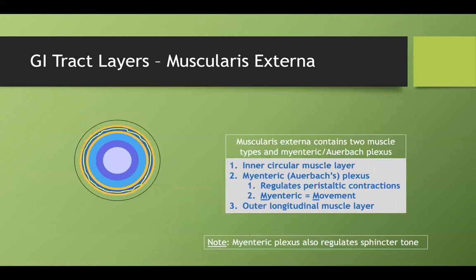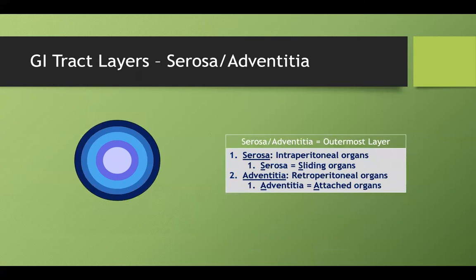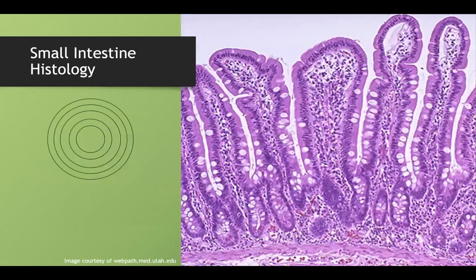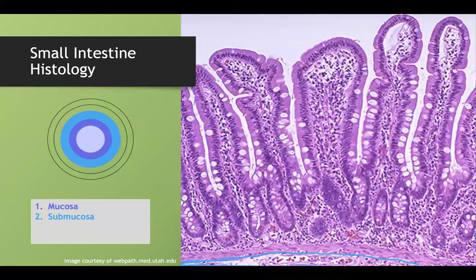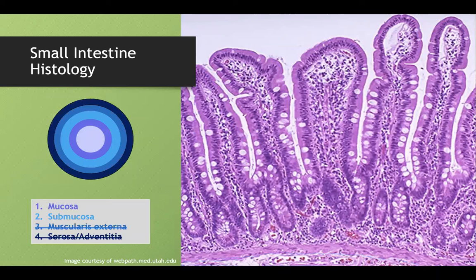Our muscular layer has two different layers. We have a circular layer and a longitudinal muscle layer. And in between those is our myenteric plexus, which helps with peristalsis and sphincter tone. And then just remember that the serosa and adventitia are named based on whether they're intra or retroperitoneal. So now let's talk about what's going on with the small intestine. Here we have our lumen. You can see our mucosa is taking up the bulk of this picture. We have a little bit of submucosa toward the bottom, and we're not going to be able to see the other two layers in this image.